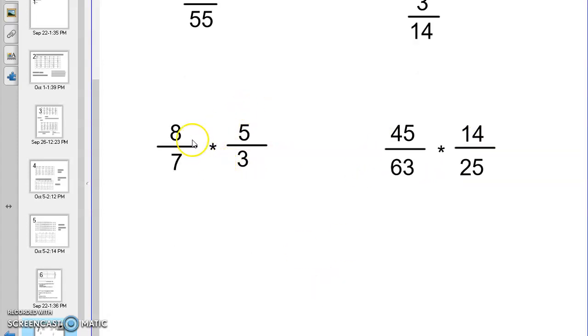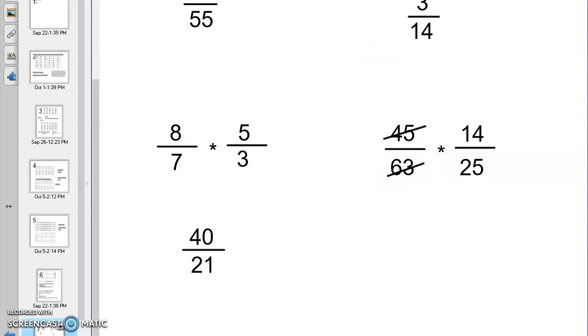Here, there's nothing to reduce, so we just multiply across right away. There's nothing vertically or diagonally. So this becomes 40, 8 times 5, and then on the bottom, 7 times 3, we get 21. And there's my answer. Here, I'm going to reduce vertically.